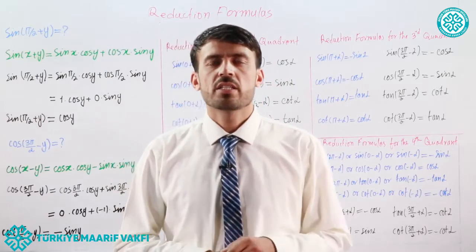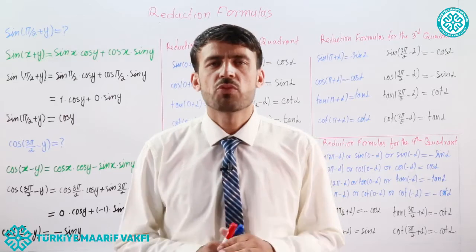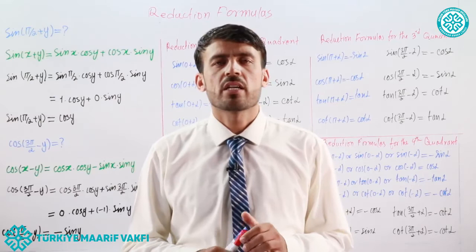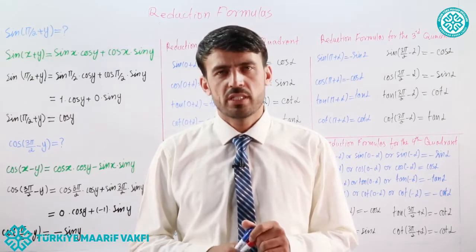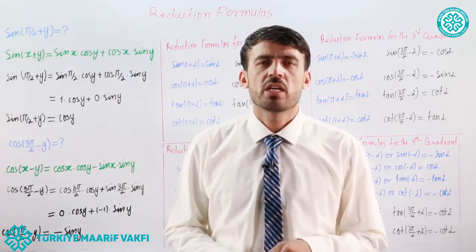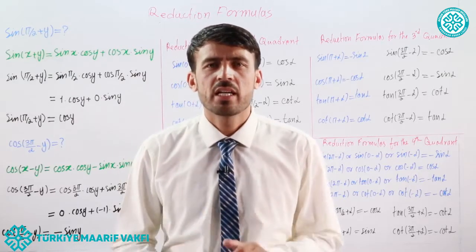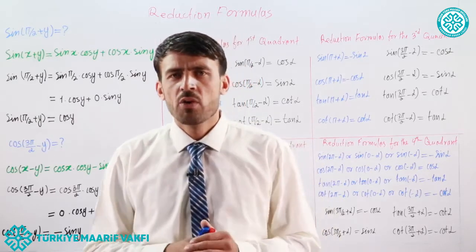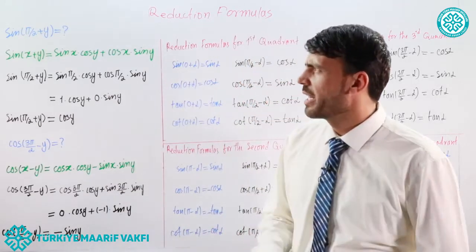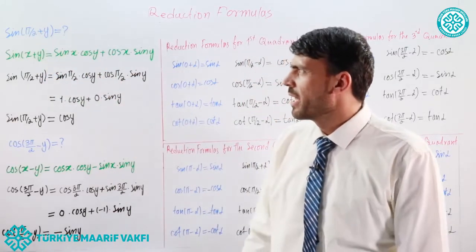After that, today I am going to discuss reduction formulas. We have learned how to find trigonometric values by means of a reference angle. In addition, we can use some difference formulas to derive new relations for a quadrantal angle and a variable angle. For example, we are going to find a relation for sine of pi over 2 plus y.